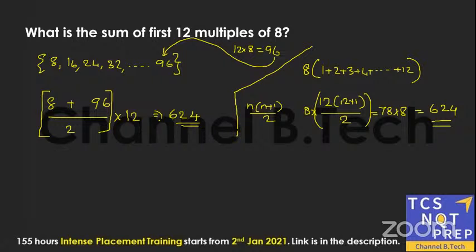First 12 multiples of 8, I can take 8 commonly outside, and inside I will have 1 plus 2 plus 3 up to 12. So first 12 natural numbers, when I add, I get 12 into 12 plus 1 by 2, 78. That 78 into 8 will give me 624. Right?